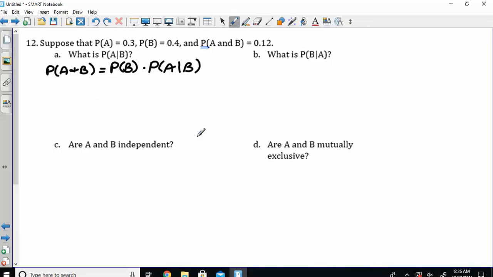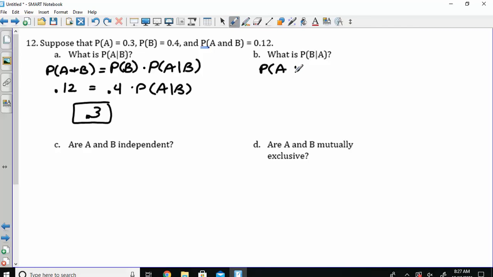I encourage you to write out the formula on this one because that's the one thing I was seeing problems with when answering questions on this. People were multiplying by the probability of A here. So make sure you write out your formula. So 0.12 equals 0.4 times probability of A given B. So divide by 0.4 and you get 0.3.